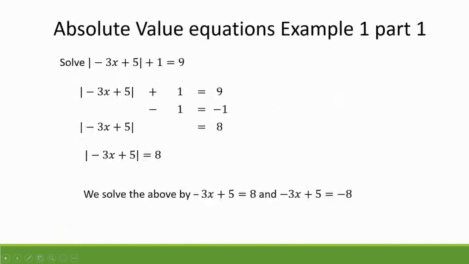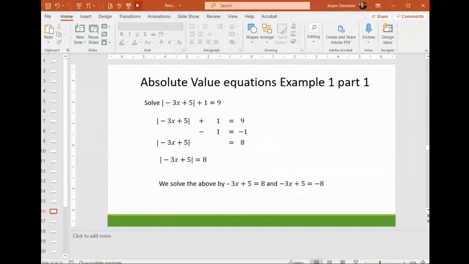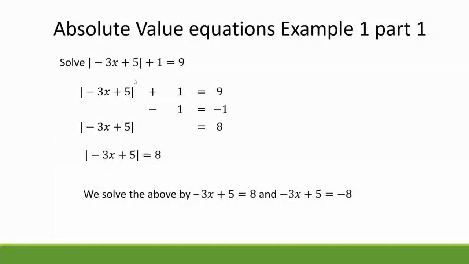Wait, darn it, wrong button. To solve this, what I would do is get the 1 on the other side by subtracting 1. In other words, you want to get the absolute value all alone on one side. So I subtract 1 from both sides. We get the absolute value of negative 3x plus 5 equals 8.